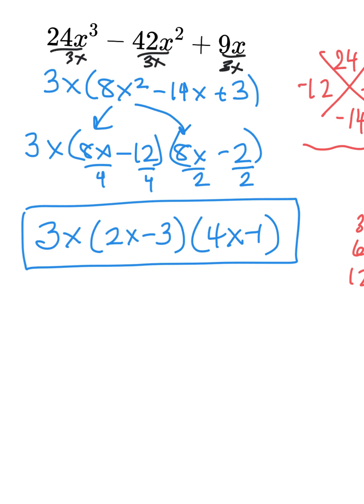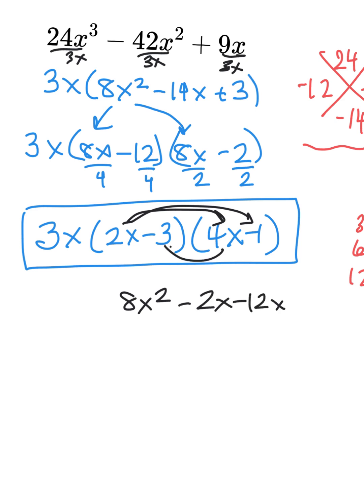Now, if you get this problem and you try to check it, like, how do I check one that has 3 multiples? Well, you can do different parts. I'll do the binomials first, so that would be 8x squared, 2x times negative 1, negative 2x, negative 12x, and positive 3.